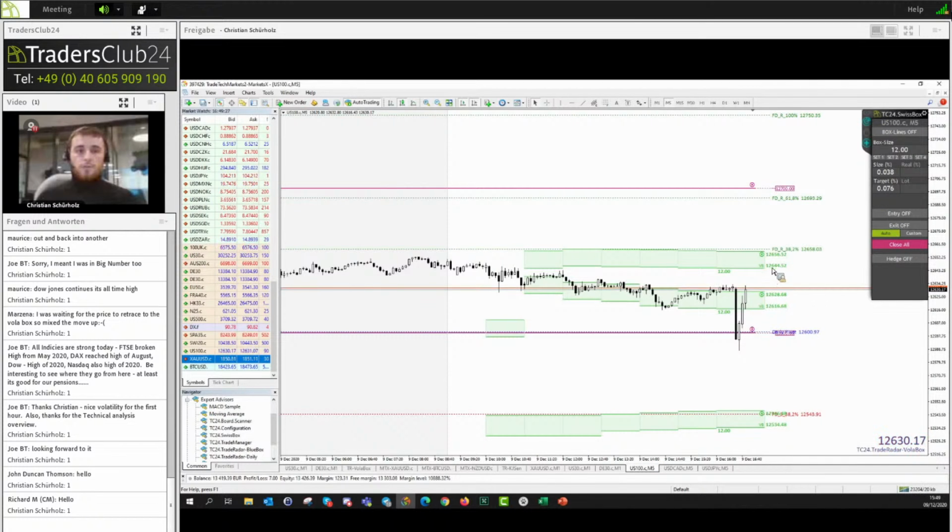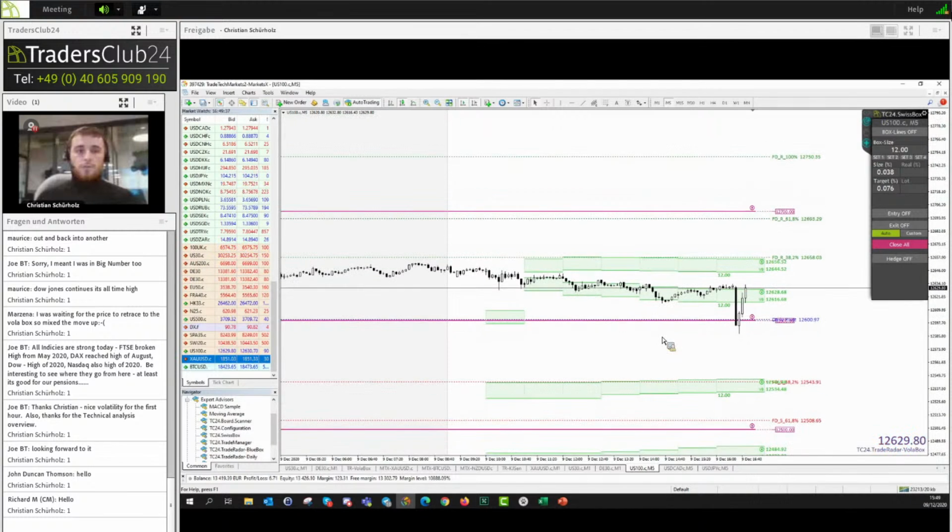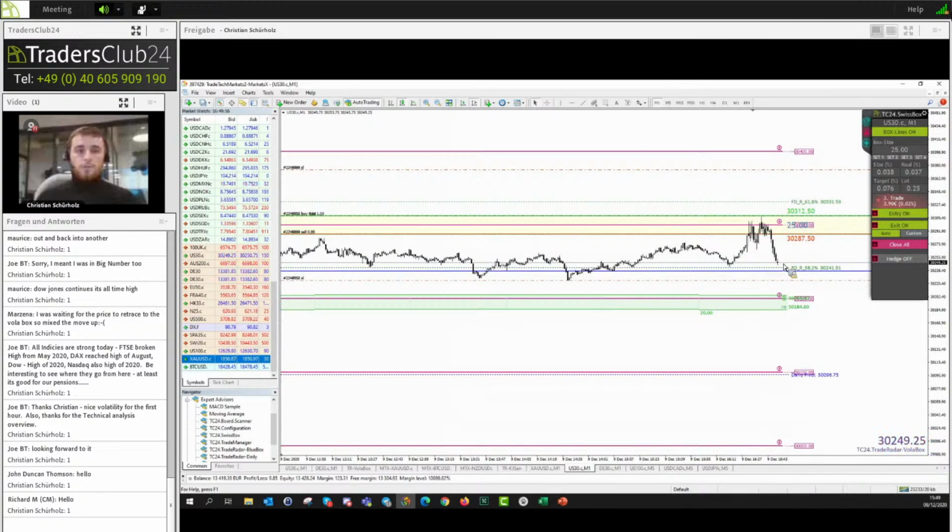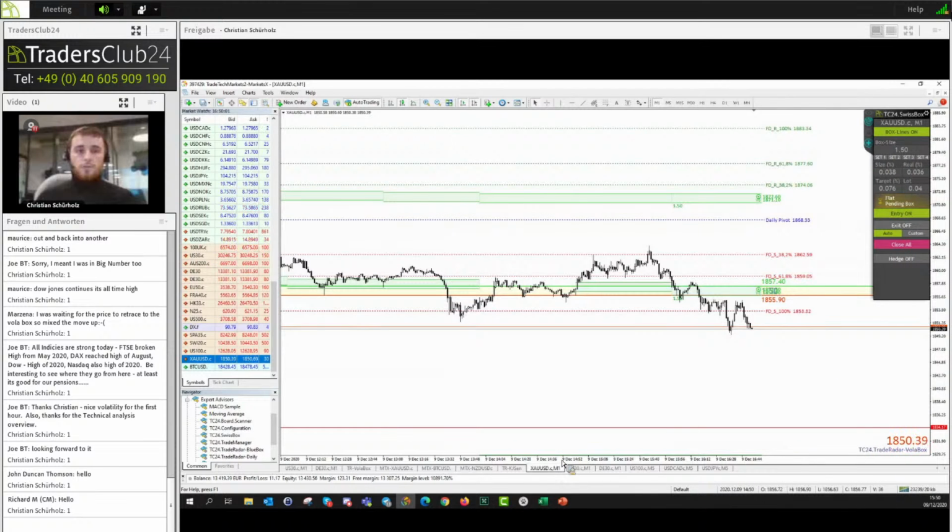Nasdaq out of that trade now. Could take this roller box, but I feel like we might get caught or stuck in a bit of a limbo here if we took this roller box. Personally, that top one would be a better choice. We'll leave it there. And now coming very close to take profit there. Dow Jones.